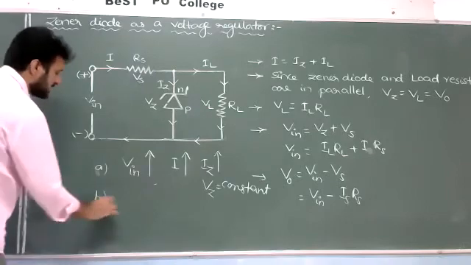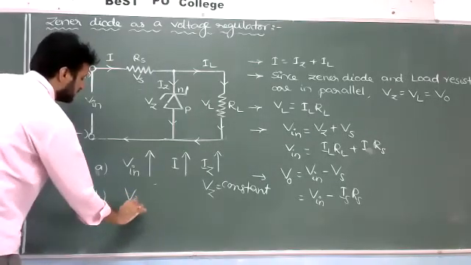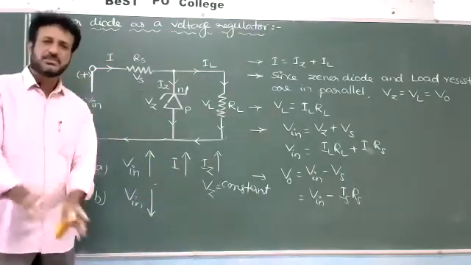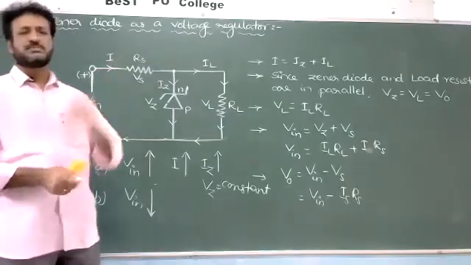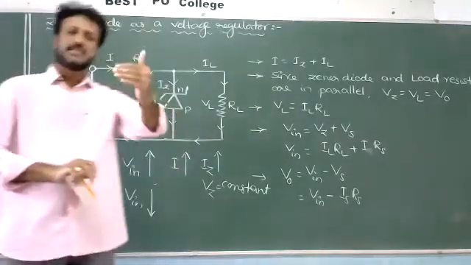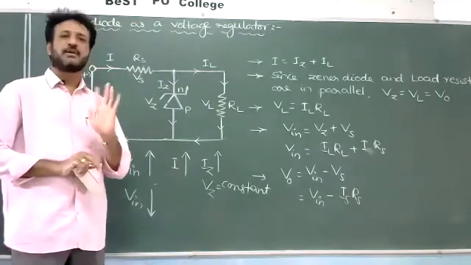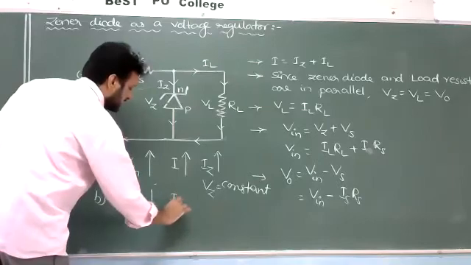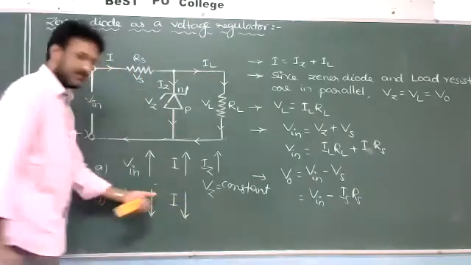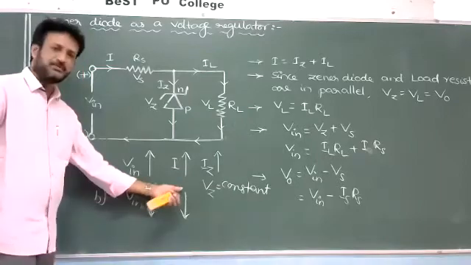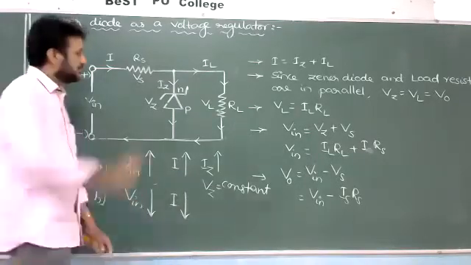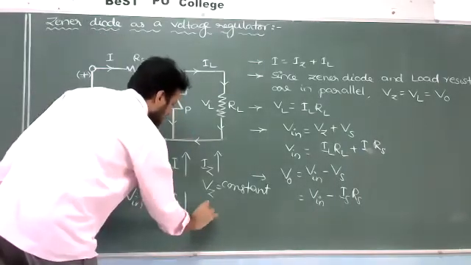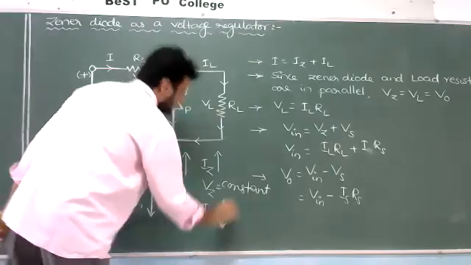Second case, suppose the input voltage, the line voltage, suddenly decreases. Normally in houses, for example, 230 volt is there, and 230 suddenly falls to 180 volt. What will happen? Whenever input voltage decreases, the corresponding current I also decreases. Whenever current flowing through the circuit decreases, the current flowing through the Zener diode Iz also decreases.